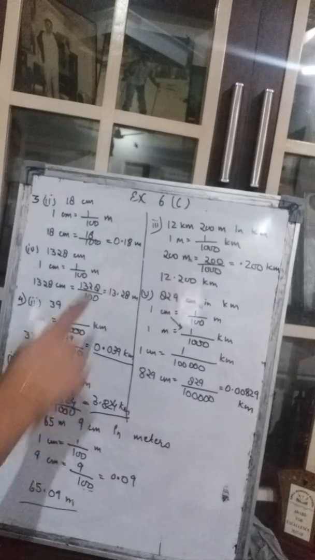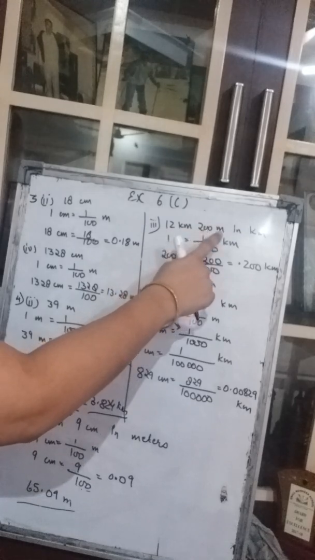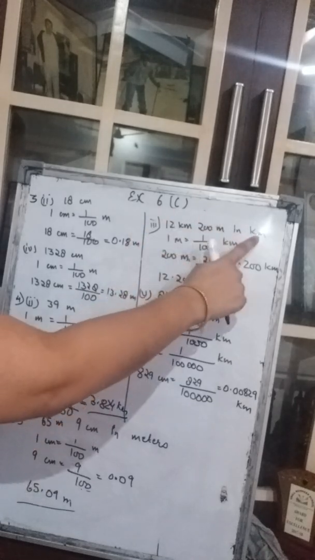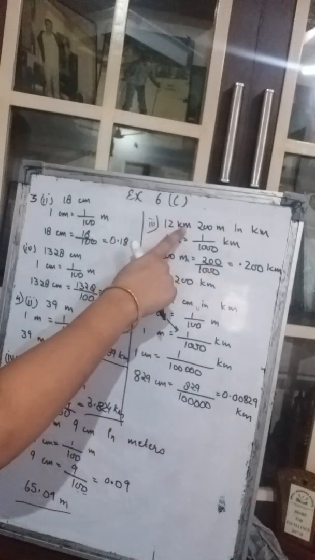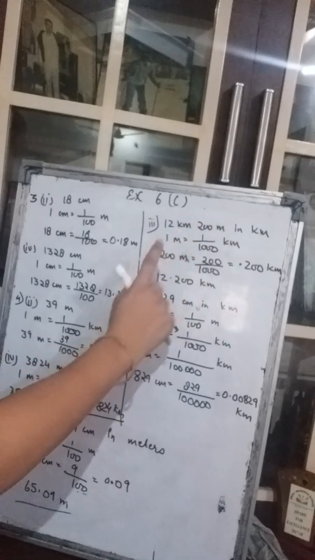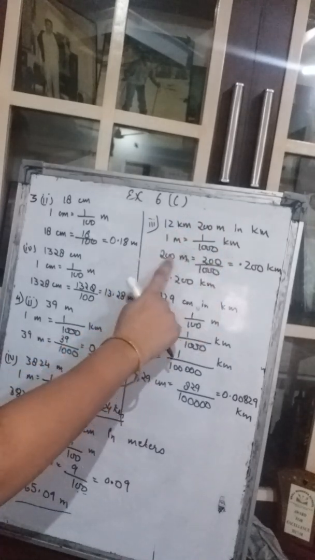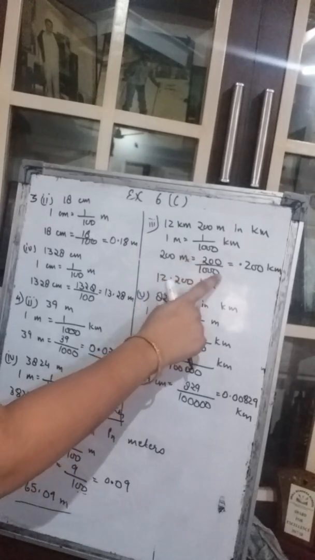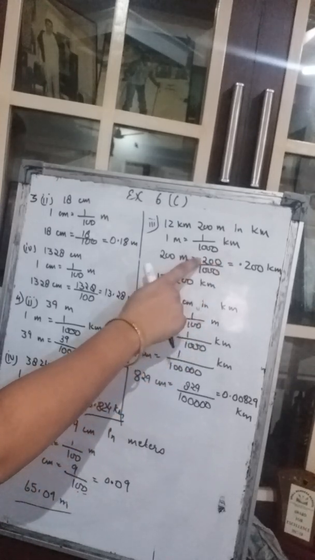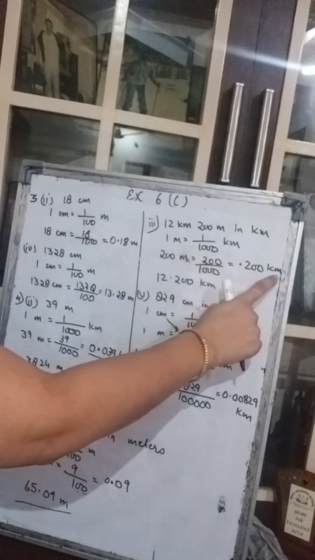Now let's do the third part. Third part says 12 kilometer, 200 meter. This whole we have to convert into kilometer. Now 12 kilometer is already in kilometer, so just leave it. Convert this into kilometer. So 1 meter is equal to 1 upon 1000 kilometer. So 200 meter will be equal to 200 upon 1000. So how many zeros are there? 3. How many digits are there? 3. So no need to add 0. It will be 0.200 kilometer.